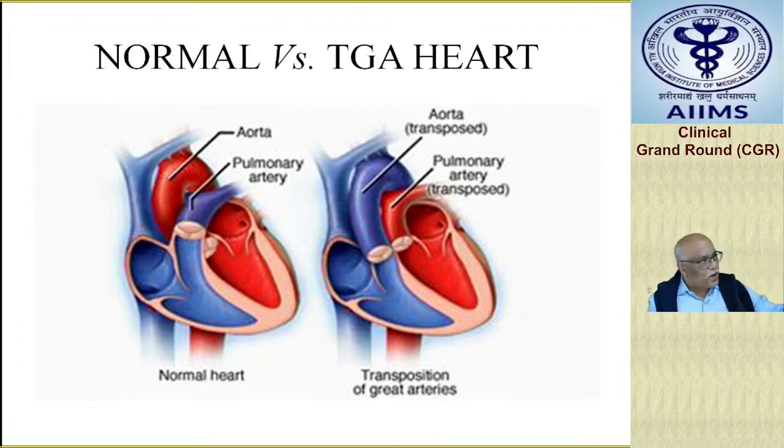So deoxygenated blood is circulating on the right side, in parallel with the oxygenated blood circulating on the LV side, LV going to pulmonary artery, lungs and coming back. So these two parallel circulations are happening. So it is incompatible with life.